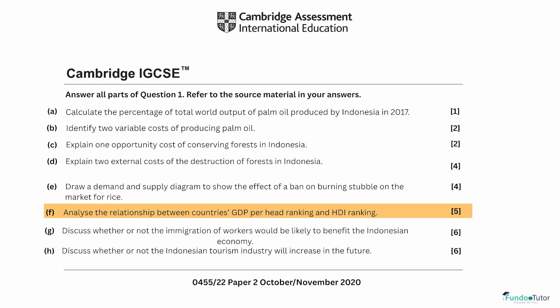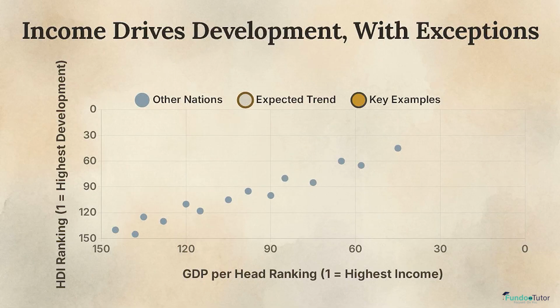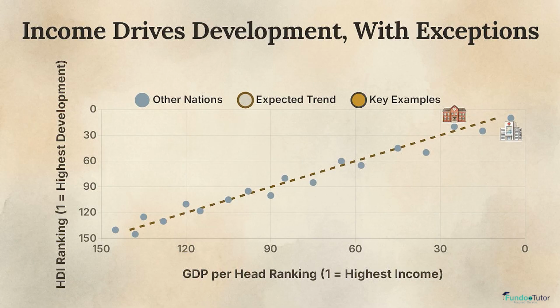Let's look at a 5-mark relationship analysis question from November 2020. Before we look at the data, think about how a country's GDP per head ranking should correlate with its HDI ranking. This graph plots GDP per head against HDI rankings, demonstrating a clear positive upward trend. Generally, higher income allows a government to collect more tax revenue, which it can then invest heavily in the other HDI components, education and healthcare.